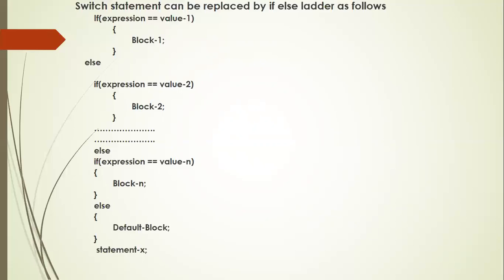If expression equals value 1, then block 1. Since more than one statement is there, in case of if-else ladder, we need to enclose them between two braces, else. Then if expression equals 2, then block 2. Like that, go on checking one by one. Finally, else execute the default block and control goes to the statement X. So this is the same switch statement I have replaced with if-else ladder.